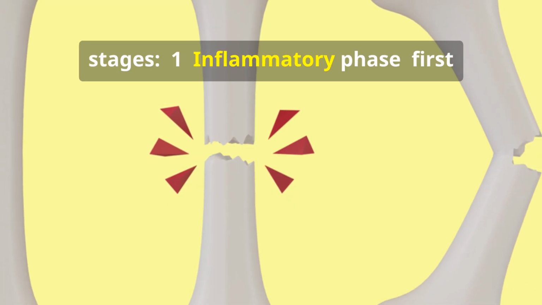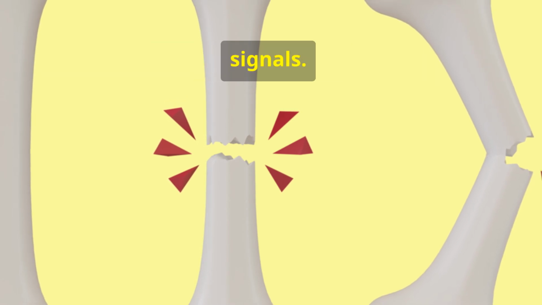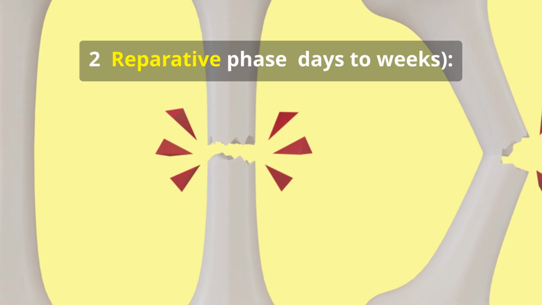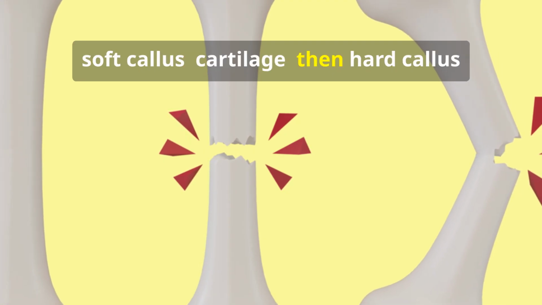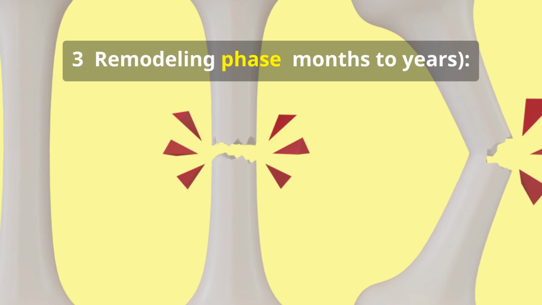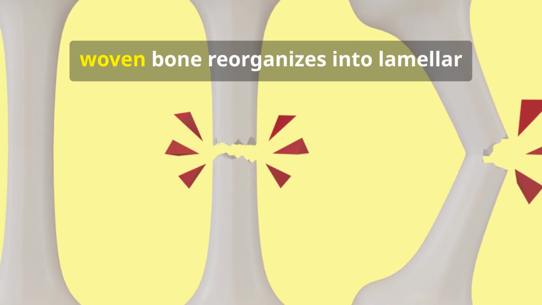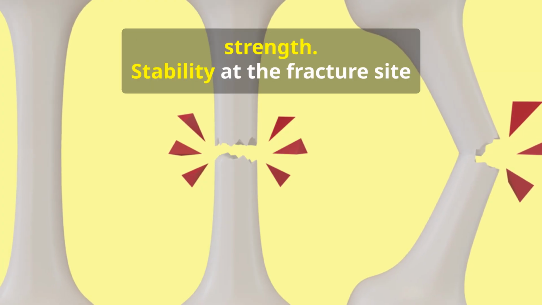1. Inflammatory phase, first few days: hematoma, immune cells, signals. 2. Reparative phase, days to weeks: soft callus, cartilage, then hard callus, woven bone. 3. Remodeling phase, months to years: woven bone reorganizes into lamellar bone, restoring shape and strength.